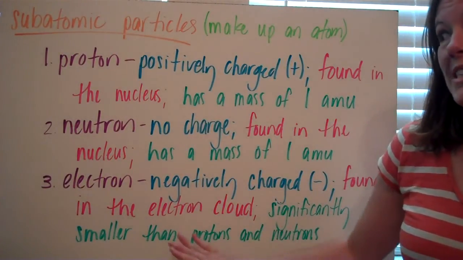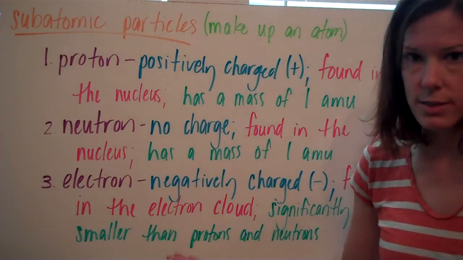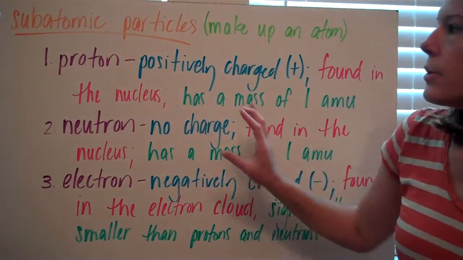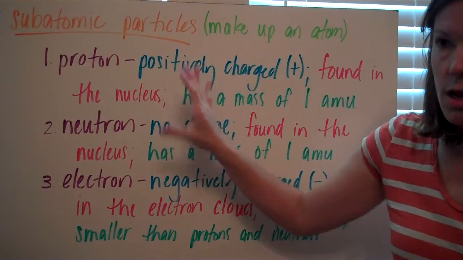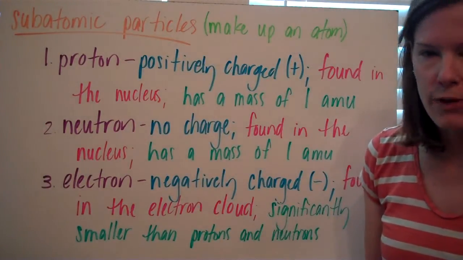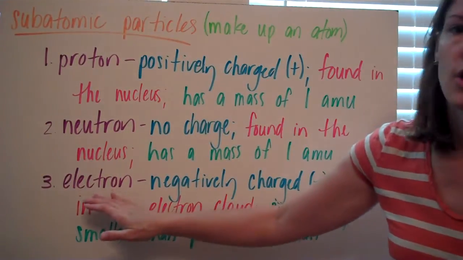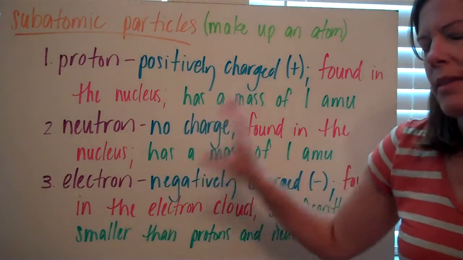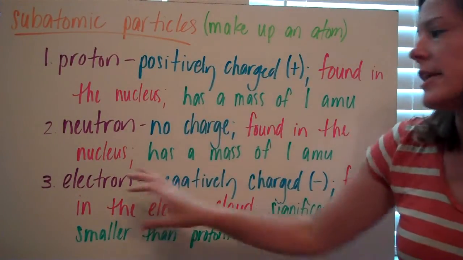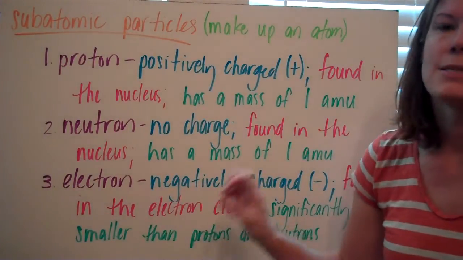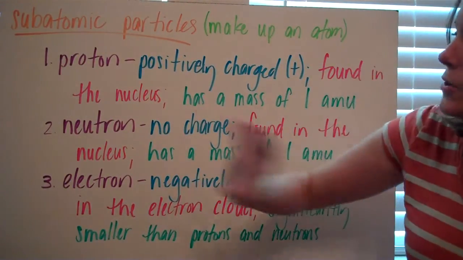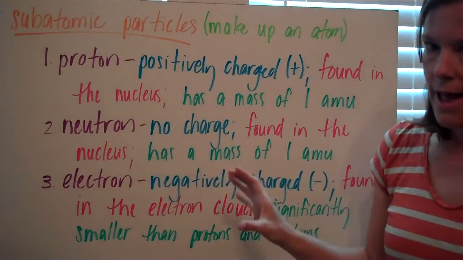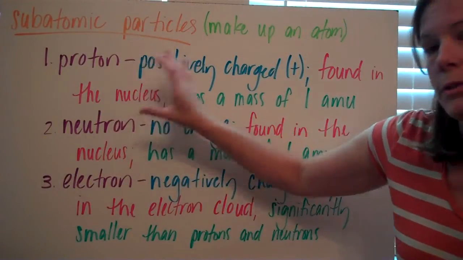Electrons are also significantly smaller than protons and neutrons. So think of a proton and a neutron like a big linebacker on a professional football team, and an electron is like a grain of sand. They are so much smaller that when you talk about the mass of an atom, the electrons don't even factor in because they are so incredibly small. So the entire mass of an atom is basically the proton and the neutron.